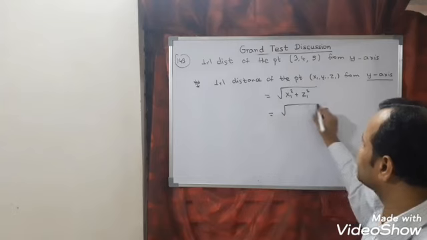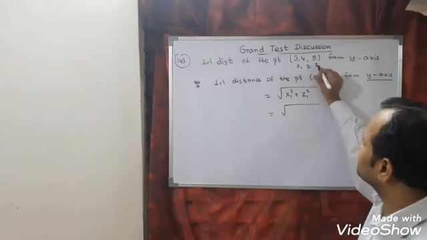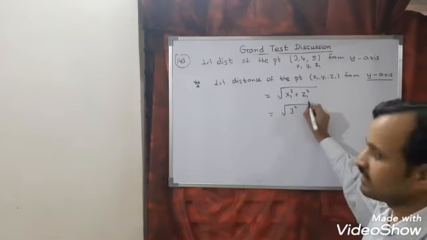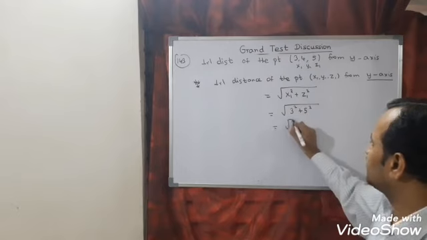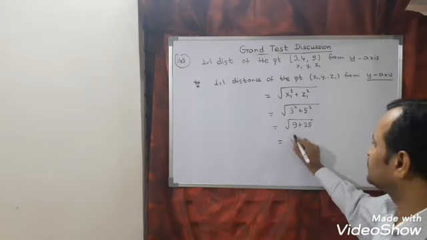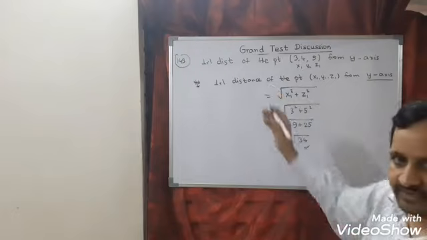So this is x1, this is y1, this is z1. x1 square is nothing but 3 square and z1 square is nothing but 5 square. So this is nothing but 9 plus 25. So the answer of this question is square root of 34. So just remember this very important note.